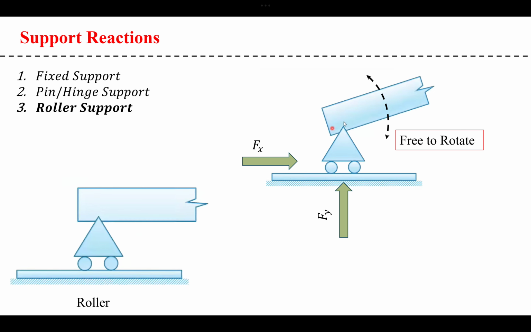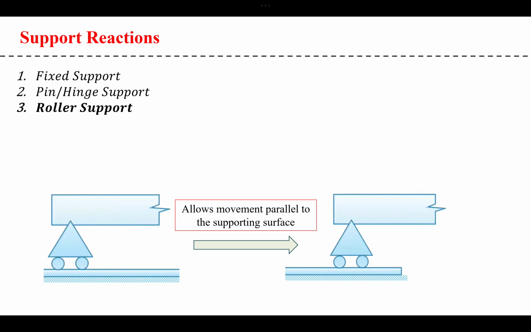Now additionally, if you look, there are two rollers attached, which actually means that the body will be able to translate, so it allows movement parallel to the supporting surface. Okay, so it can move from this location to, let's say, this location, as shown here. So now it has a freedom to translate along the surface.